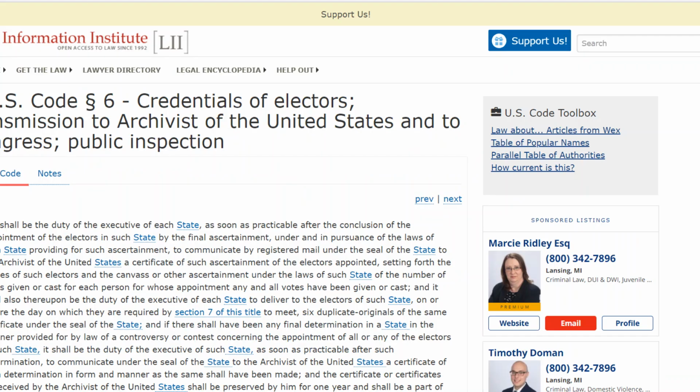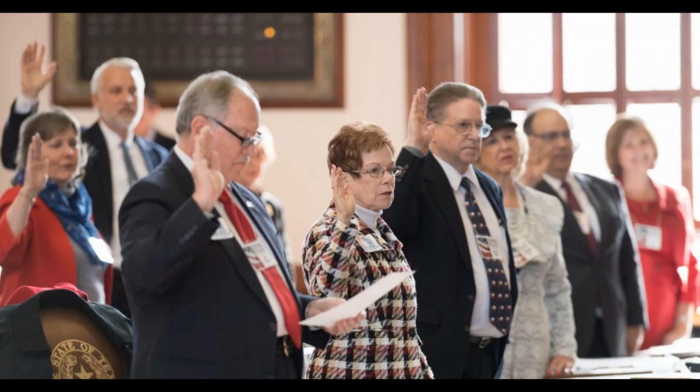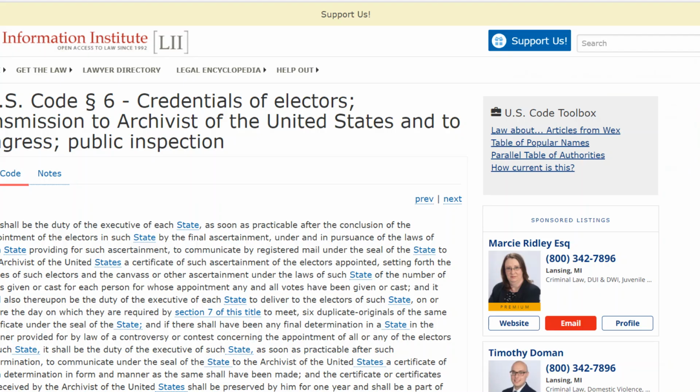3 U.S. Code Section 6 requires the governor of each state to prepare 7 original copies of a certificate of ascertainment, each under the seal of the state, which identifies the electors appointed by the state and the votes they received, as well as the names of all other candidates for elector and the votes they received. The electors that are being appointed are determined, quote, under and in pursuance of the law of such state providing such ascertainment. The name of the presidential candidate and vice presidential candidate do not appear on the certificates, neither do the number of votes. The certificates only include the names of the slate of electors.